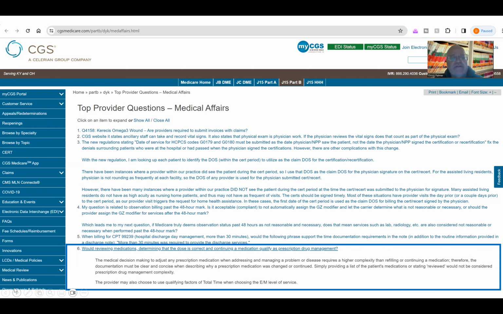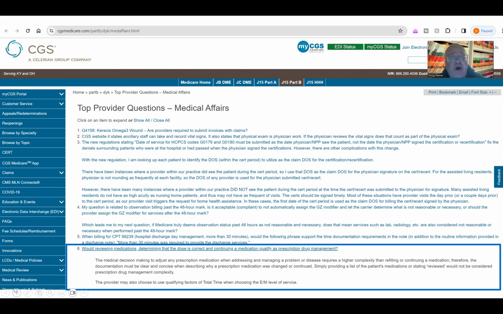with reviewing medications, determining that the dose is correct, and continuing medication qualify as prescription drug management. The medical decision making to adjust any prescription medication when addressing and managing a problem or disease requires a higher complexity than refilling or continuing a medication. Therefore, the documentation must be clear and concise when describing why a prescription medication was changed or continued. Simply providing a list of the patient's medications or stating reviewed would not be considered prescription drug management complexity. The provider may also choose to use qualified factors. I'm sorry, that's a time thing.